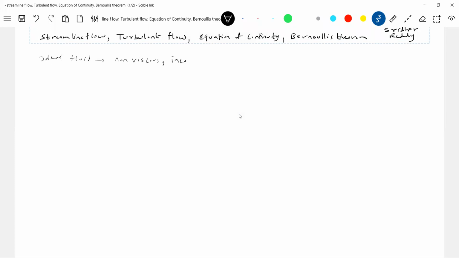Should be incompressible, irrotational, non-viscous, incompressible, irrotational, and no surface tension effect. These are the primary things that we will assume. Non-viscous means no viscous drag. Incompressible means the density will not change. Irrotational means there won't be any rotation.